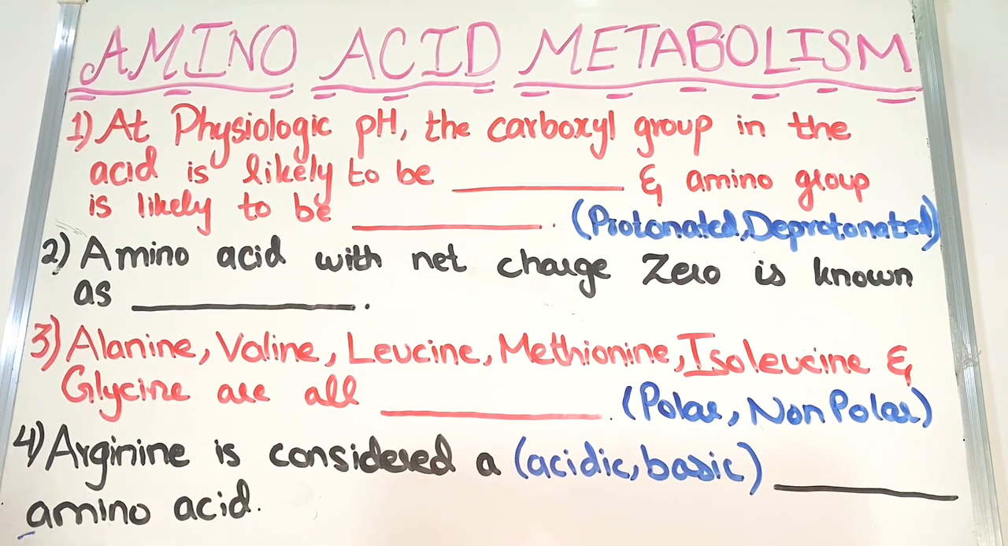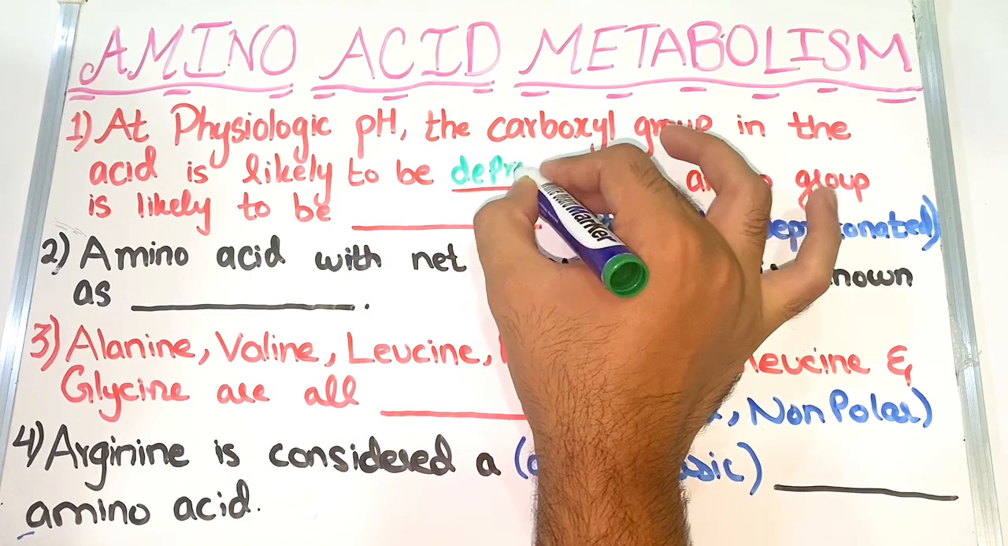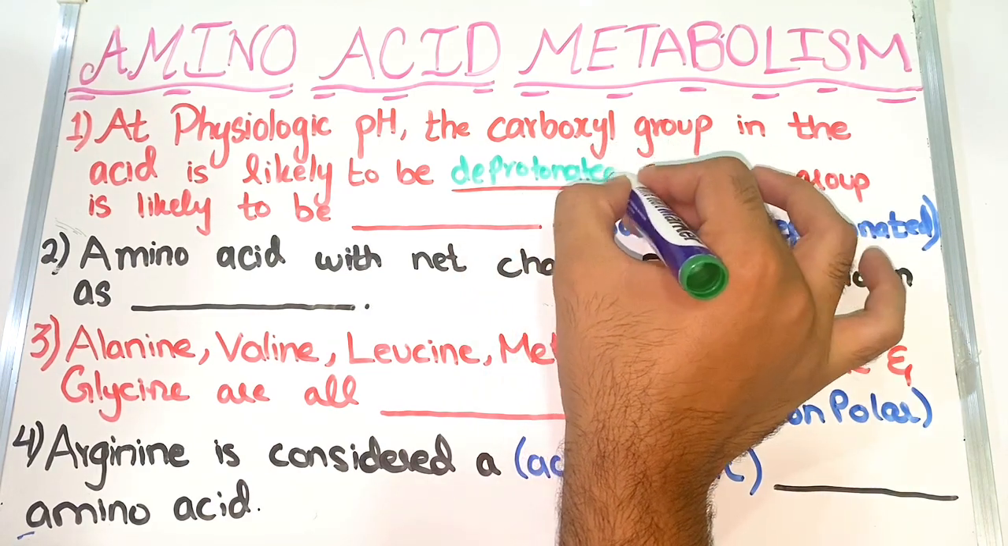So as we know, in the amino acid structure, the amino group has a positive sign on it and the carboxyl group has a negative sign, which means that at physiological pH, the carboxyl group in the acid is likely to be deprotonated, and the amino group, sorry, will be protonated.